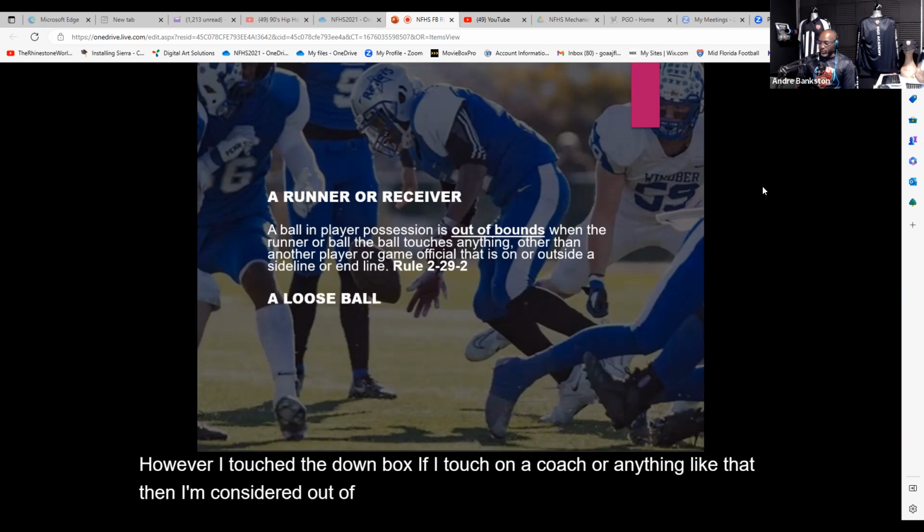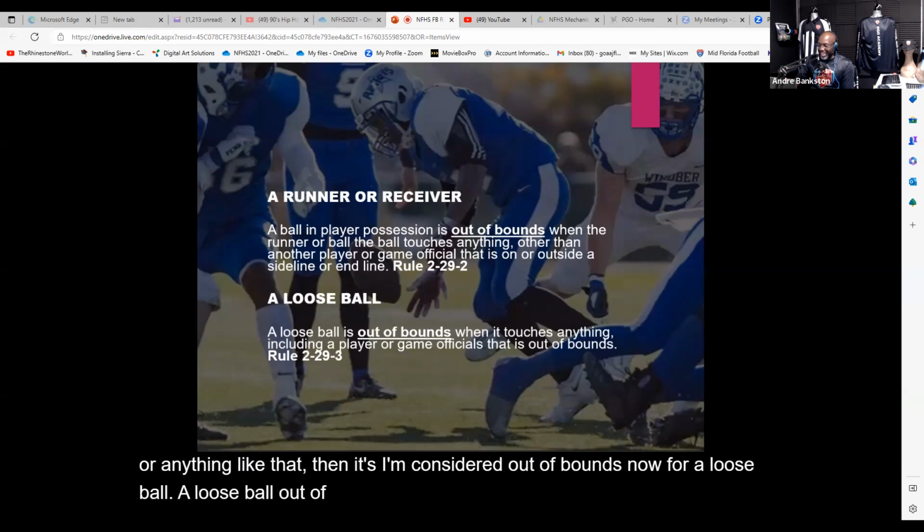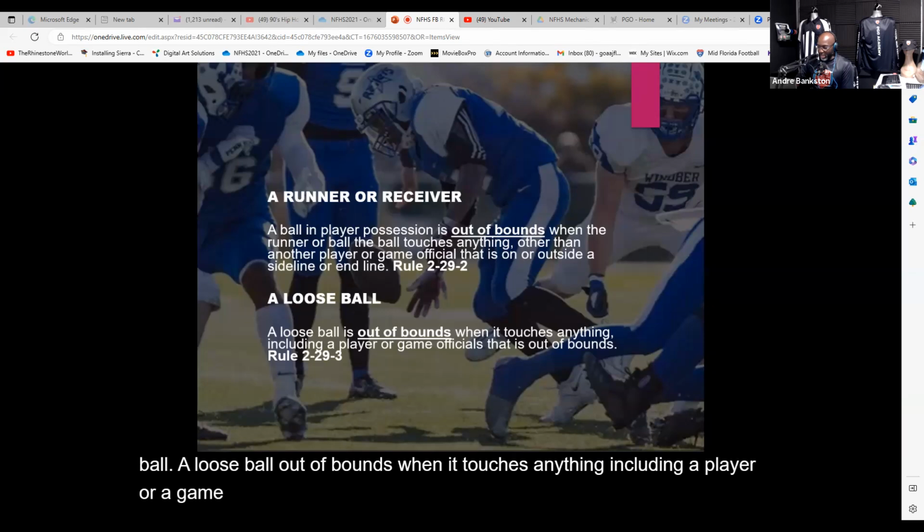Now, for a loose ball. A loose ball is out of bounds when it touches anything, including a player or a game official, that is out of bounds. All right. So a loose ball is different than a ball in player's possession.